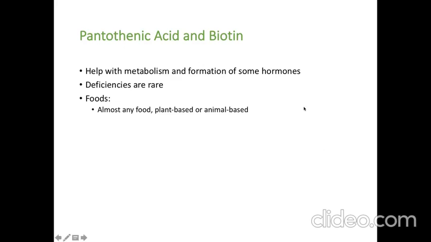It's involved in metabolism and formation of some hormones. Deficiencies are very rare that is associated to the pantothenic acid and the biotin. Food sources basically involve both the plant and the animal based food sources, and it is generally available in all kinds of the food sources.